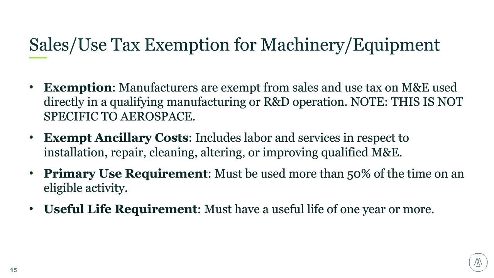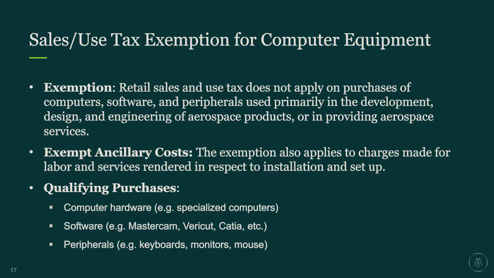So moving on, getting towards the end of the presentation here, and so happy that we do have a couple questions coming in that we'll take a look at and hopefully have time to get to. The next one we wanted to talk about here was the sales and use tax exemption for computer equipment, and this exemption is a retail sales and use tax exemption on the purchases of computers, software, peripherals, and by peripherals we're talking printers, mouses, things like that, used primarily in development, design, engineering of aerospace products.